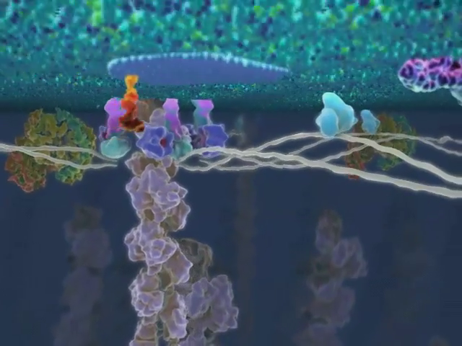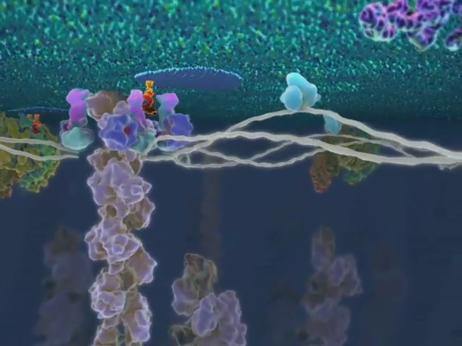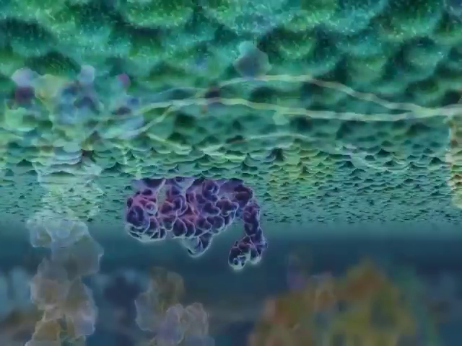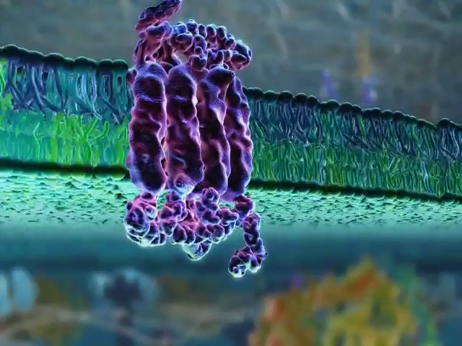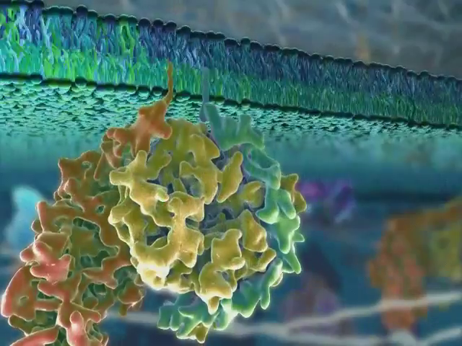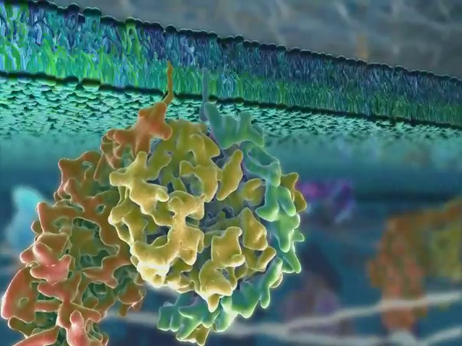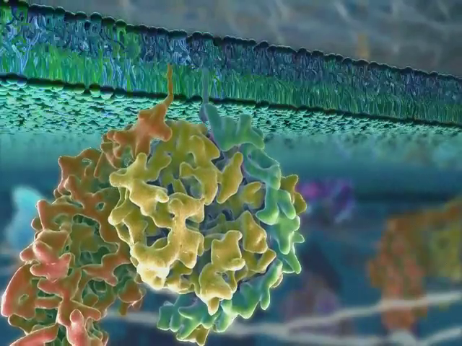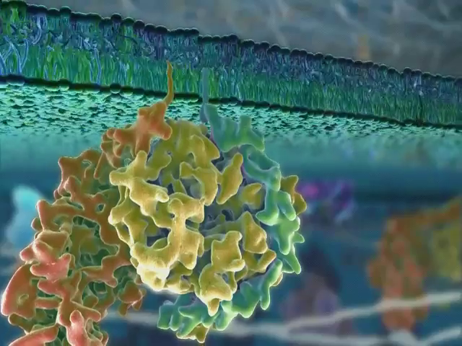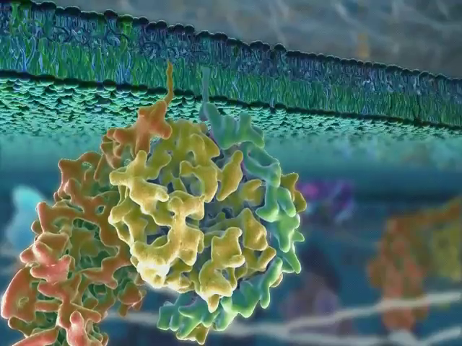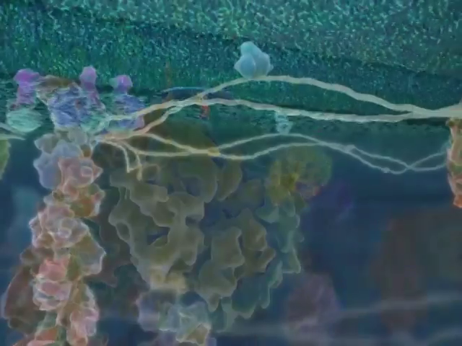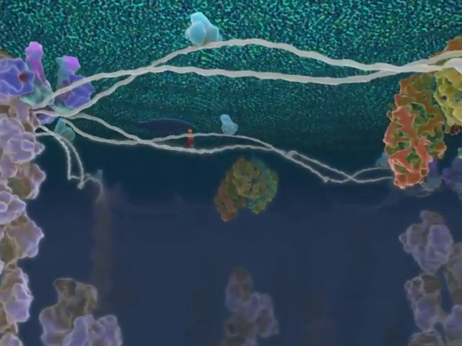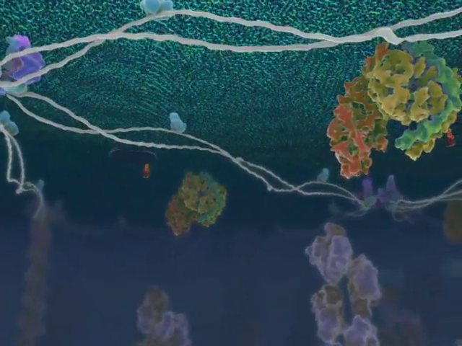The inner leaflet of the bilayer has a very different composition than that of the outer leaflet. While some proteins traverse the membrane, others are either anchored into the inner leaflet by covalently attached fatty acid chains or are recruited through non-covalent interactions with membrane proteins. The membrane-bound protein complexes are critical for the transmission of signals across the plasma membrane.